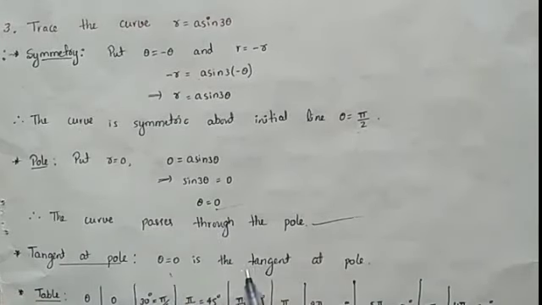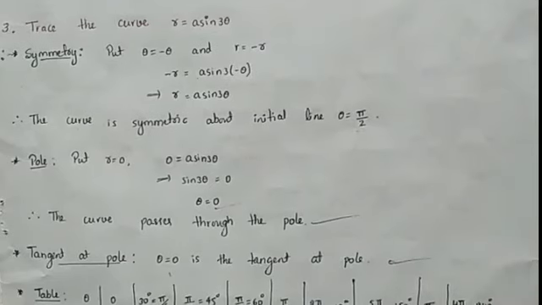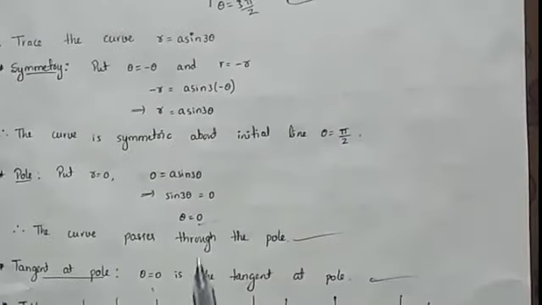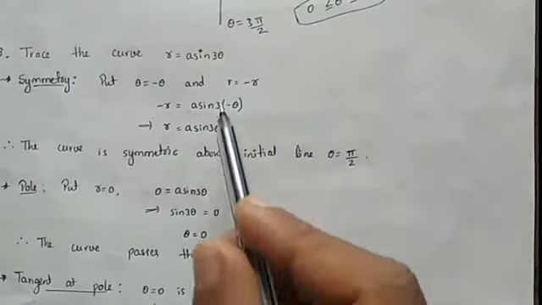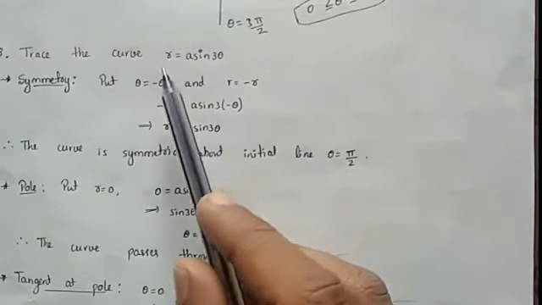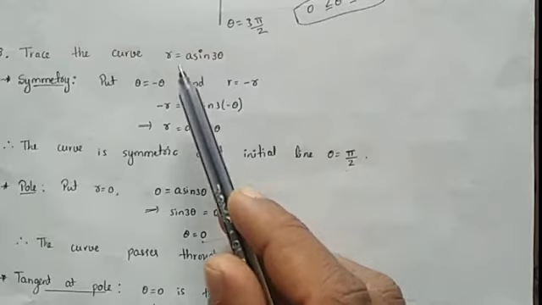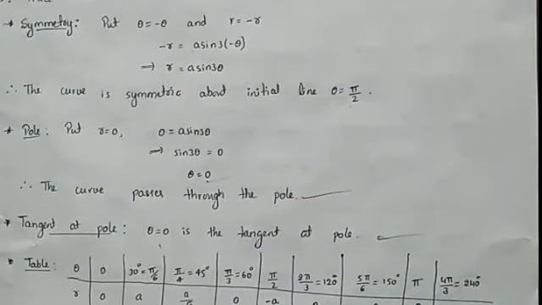Theta is equal to 0 is the tangent at the pole. The next one is the table. You put theta value is equal to 0, we get r is equal to a sin 0. Sin 0 value is 0, so we get the r value is also 0.